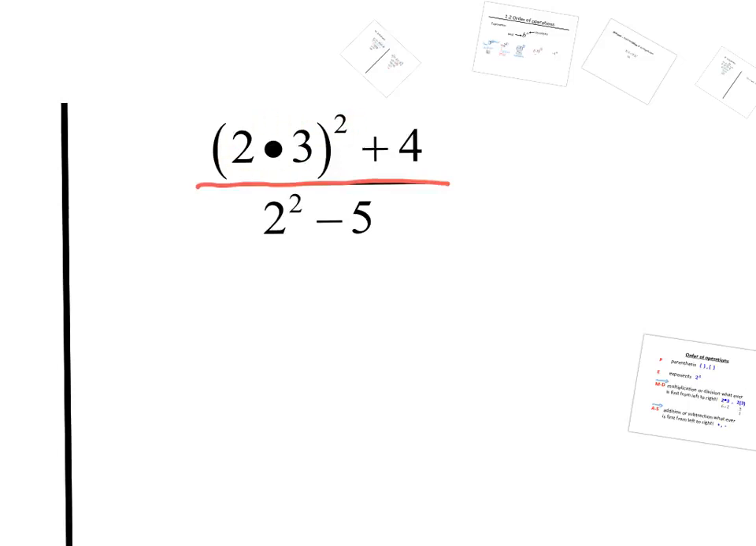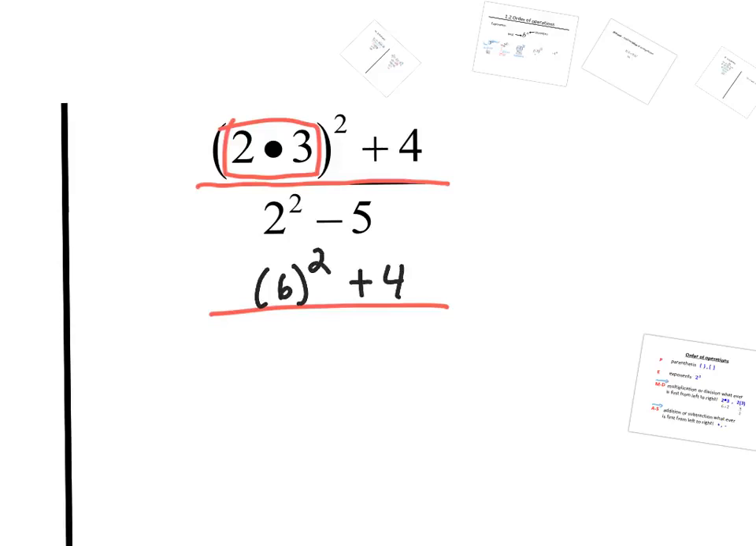I have exponents, I have addition. On the bottom, I have exponents and I have subtraction. So let's go ahead and put the division line, or the fraction line, and let's do the parentheses first. So 2 times, remember that dot in the middle is multiplication. We're not doing the x anymore because we're going to start having variables, but we do have the period or the dot in the middle. So that would be 6. 2 times 36. You bring that the square plus 4.